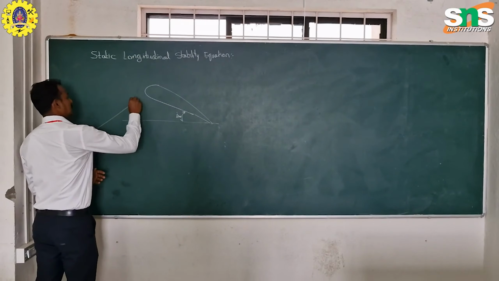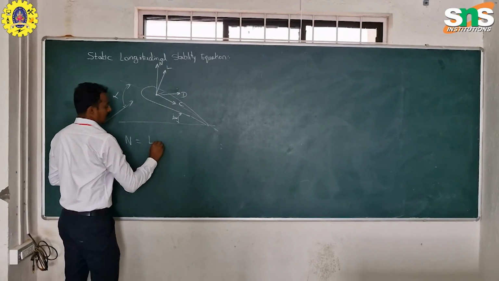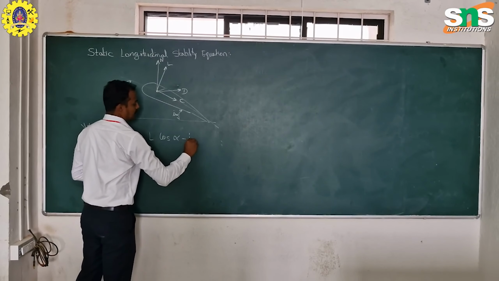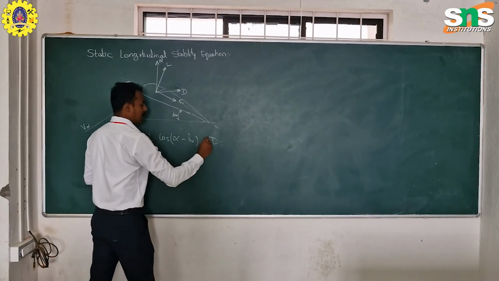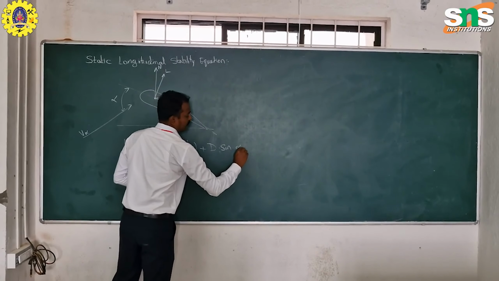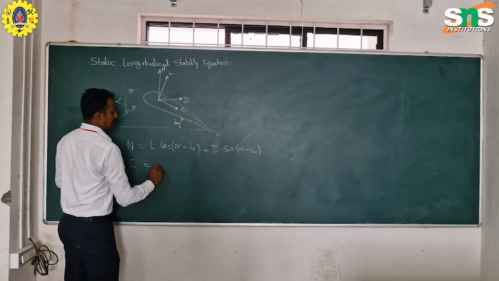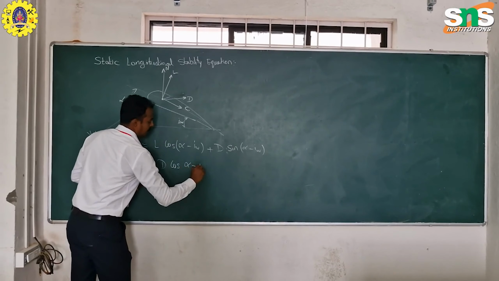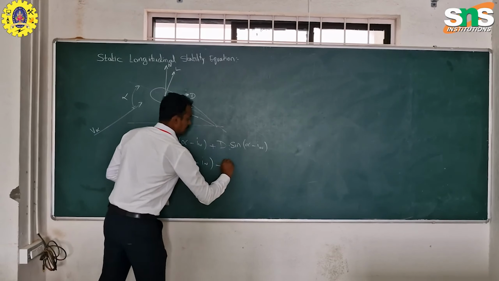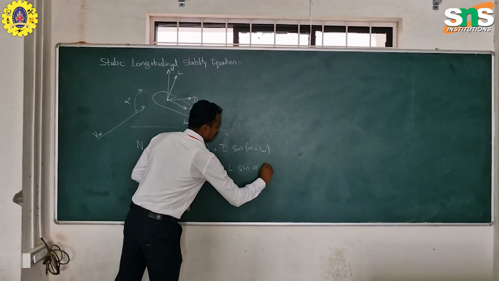It will produce lift and drag force. If you resolve these into normal force and chordwise force, the normal force is N equal to L cos(alpha minus i_w) plus D sin(alpha minus i_w), and the chordwise force is C equal to D cos(alpha minus i_w) minus L sin(alpha minus i_w).